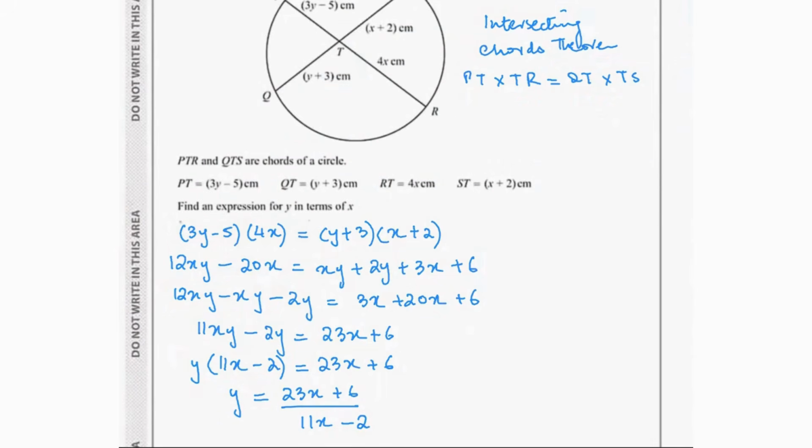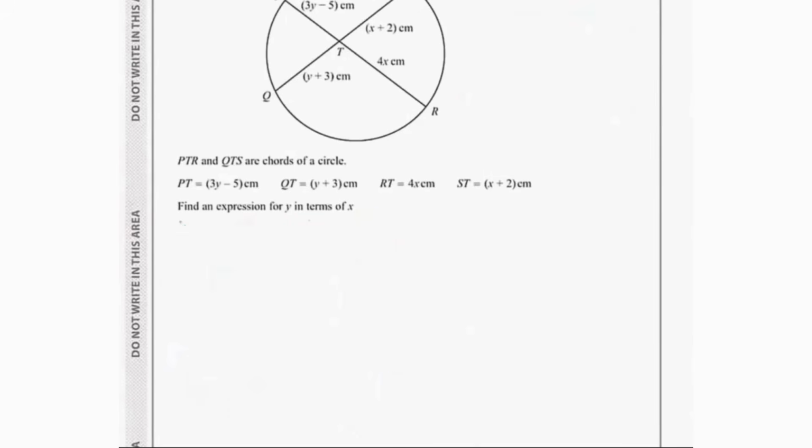So for you to be able to solve this question correctly, you need to be aware of the intersecting chords theorem. Apart from the intersecting chords theorem, there's the intersecting secant theorem, which comes in IGCSE. So for this one, we need the intersecting chords theorem. And this question was for 5 marks.